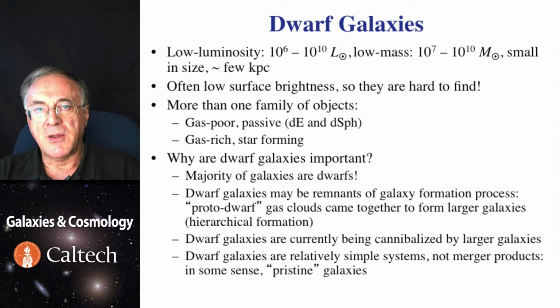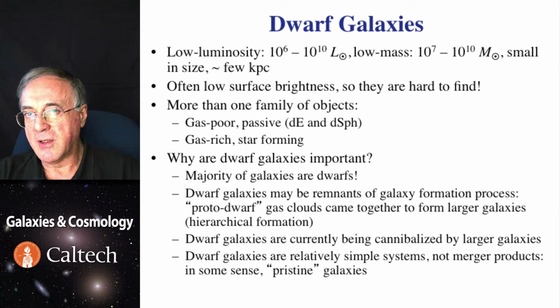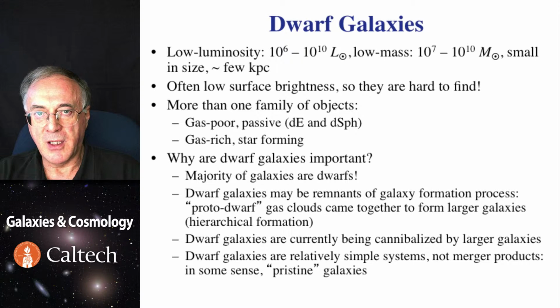So you can think of these dwarf galaxies as food for larger galaxies. They keep merging into the bigger ones, and even in the halo of the Milky Way, we now see remnants of at least one dwarf galaxy being consumed through a tidal interaction, the so-called Sagittarius dwarf. Dwarf galaxies themselves are probably not the product of any significant merging of even smaller pieces. In some sense, they are the original building blocks of larger galaxies.